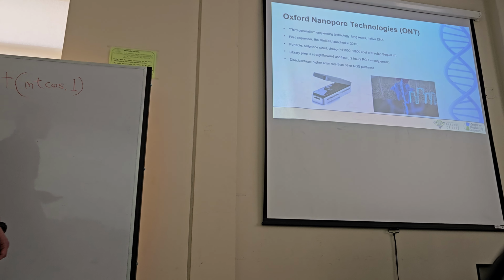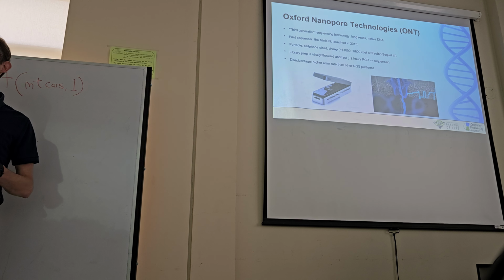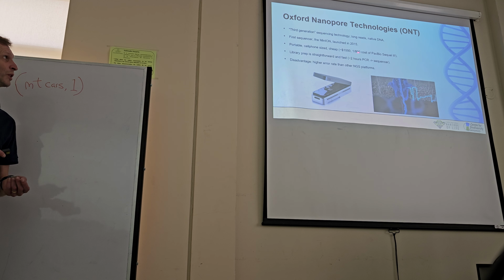PacBio Sequel 2, by the way, is the main sequencer that most of CDG does most of its sequencing on, which is a really high throughput, really fast machine. But for innovation for smaller projects, Nanopore is a long way ahead. The library prep, compared to others, is quite straightforward and quite fast. It takes about 2 hours to go from your PCR product to your sequencer. I'm hoping we can get that whole thing done tomorrow afternoon and running on the sequencer.